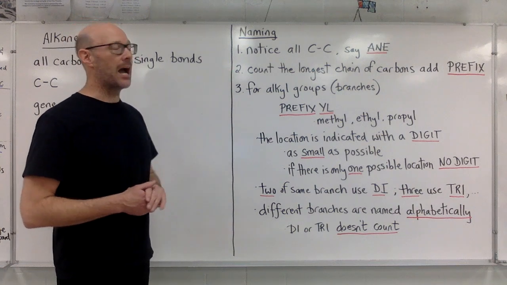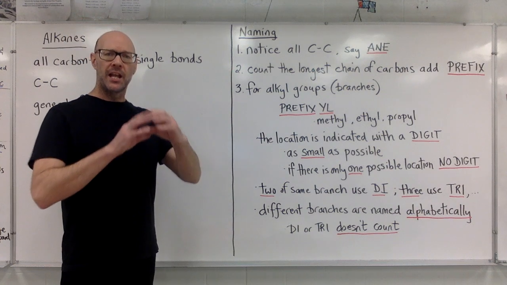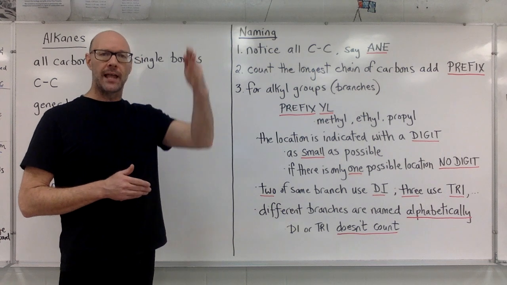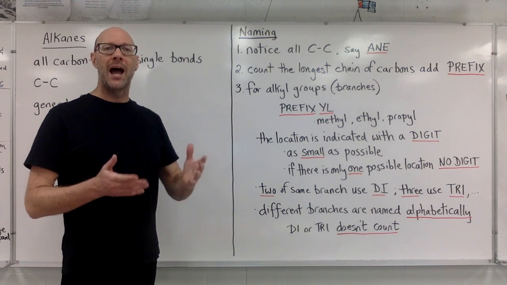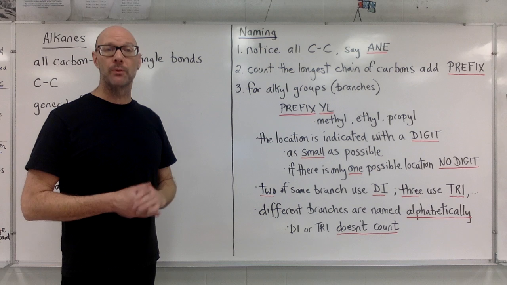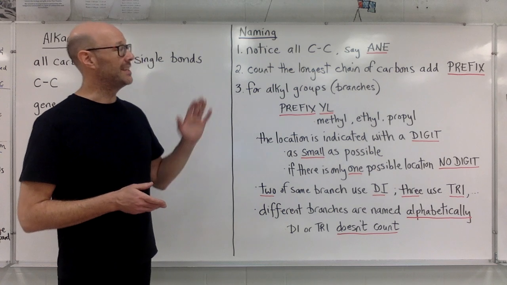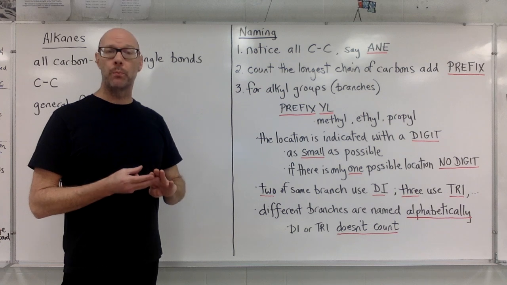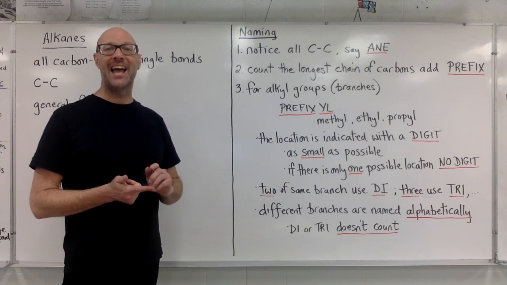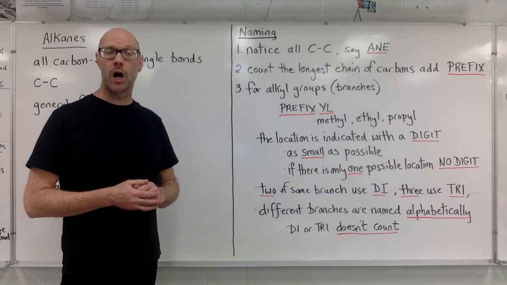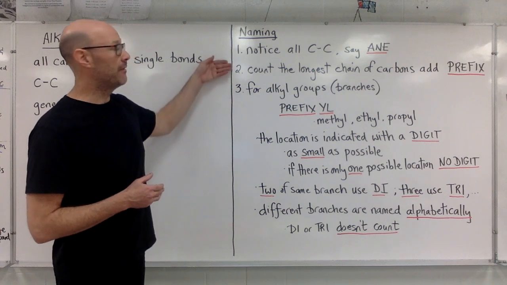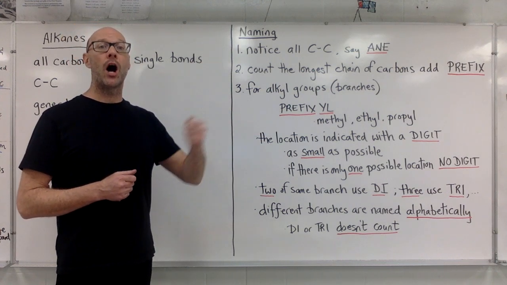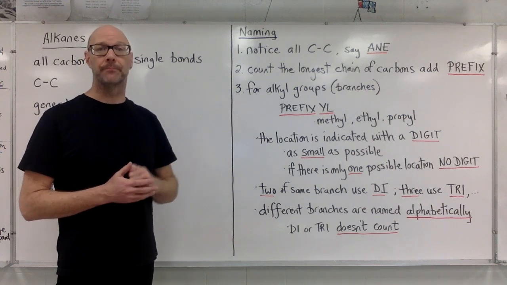The second step is to count the longest chain of carbons. It's not automatically going to be the carbons across the horizontal. We're allowed to count around a corner. What's the maximum number of carbons you can get in a row? And then add a prefix: meth, eth, prop, but, pent, hex, hept, oct, non, dec. So you might have methane, ethane, propane, octane, decane.